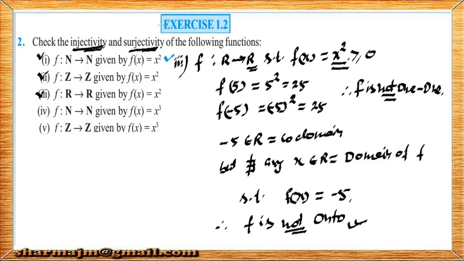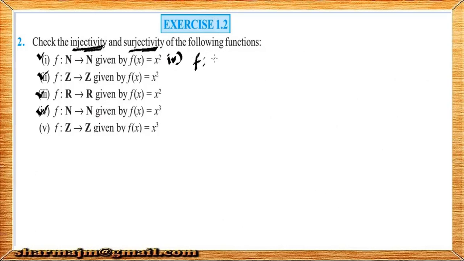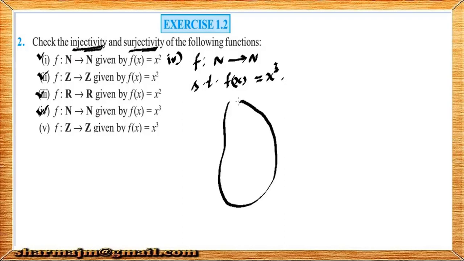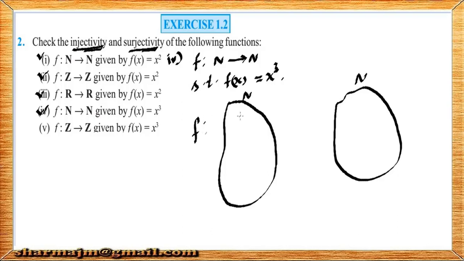Let us see the fourth part. Fourth part, f is a function from set of natural numbers to set of natural numbers such that f of x is equal to x cube. So here is the diagrammatic view, you can observe this, and f is a function. Now here you have 1, 2, 3, 4 and so on. Here also the set of natural numbers, it is infinite. So here also you have 1, 2, 3, 4, 5 and so on up to infinity.